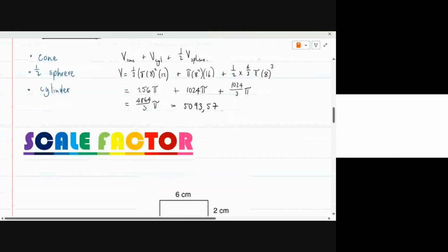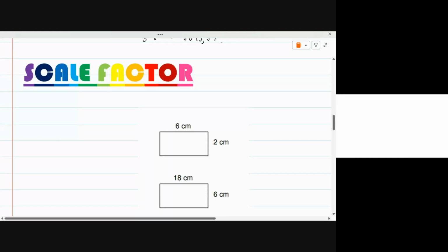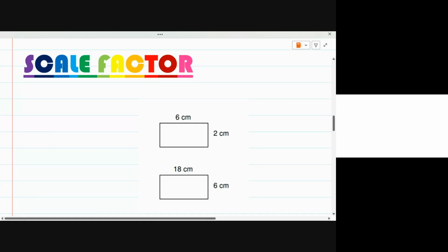All right, let's talk about scale factor. We're going to pretend that this is a small rectangle and this is a big rectangle. Scale factor, no. Fear factor, yes. All right. Okay, so if I were to ask you, by how much have they increased the dimensions of my small rectangle to make my big rectangle?